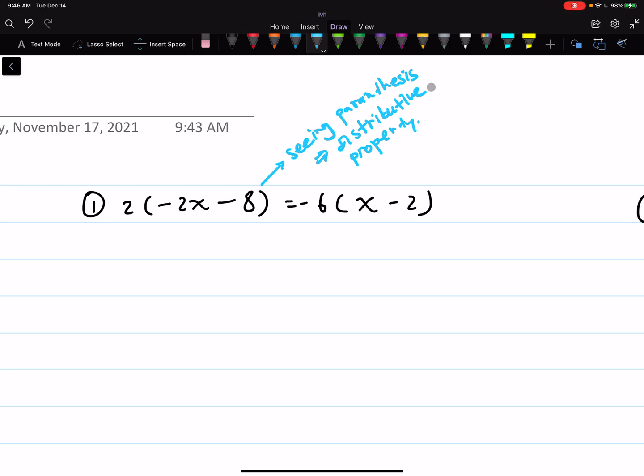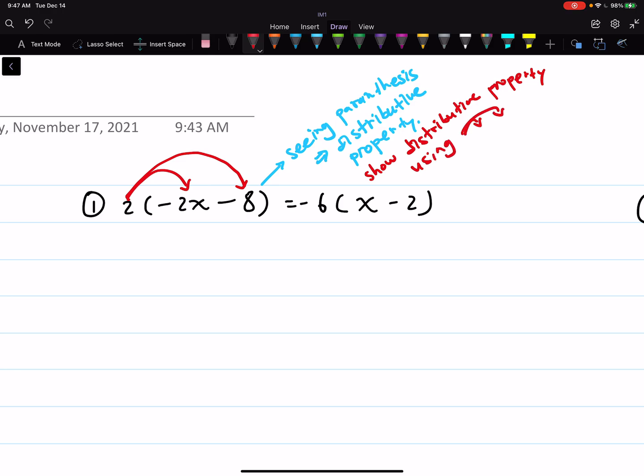So the way that we do distributive property and to show that is through arrows, okay? So look, go here, voila, and voila. Okay, I can even write that down too. Show distributive property using arrows. Okay, so as you can see, you guys see the arrows right there.